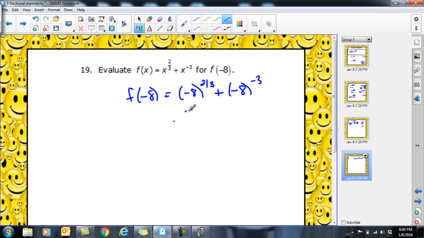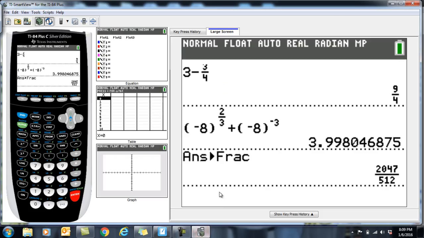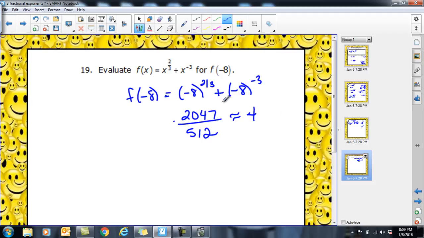So the answer becomes 2047 over 512, which still doesn't tell me a whole lot more than that decimal that you just saw written down, but it comes out to be about 4, because if you look at that value that we had on here, it's 3.999998. It rounds up to about 4, so that's an acceptable answer, but that's what this evaluates out to equal. So that's how you're going to do rational exponents.